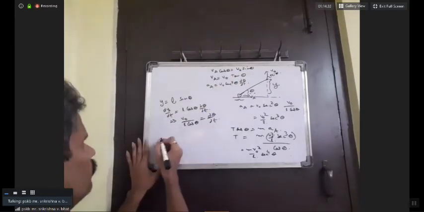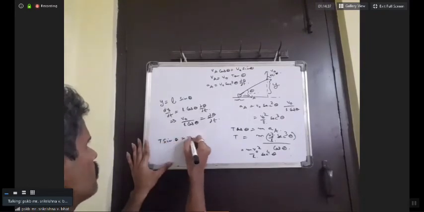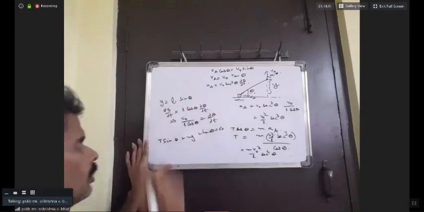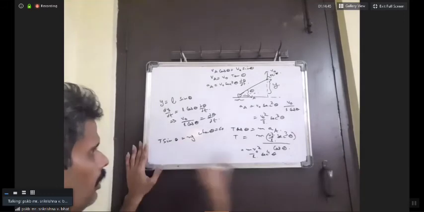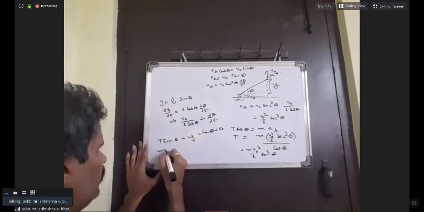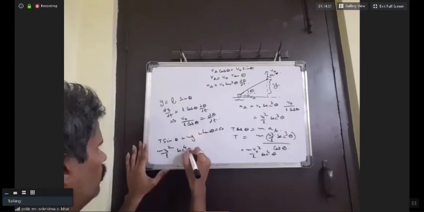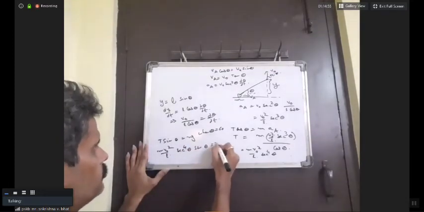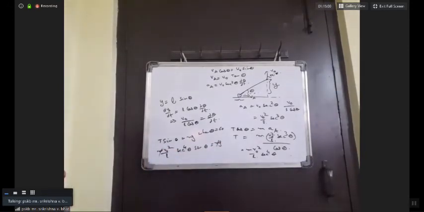Now tension's vertical component T sin theta should be just equal to mg when theta is equal to 60. So I'll put T which we get here, M V0 square by L secant cubed theta, times sin theta, equal to mg. Then we can substitute the value of theta, which is 60.